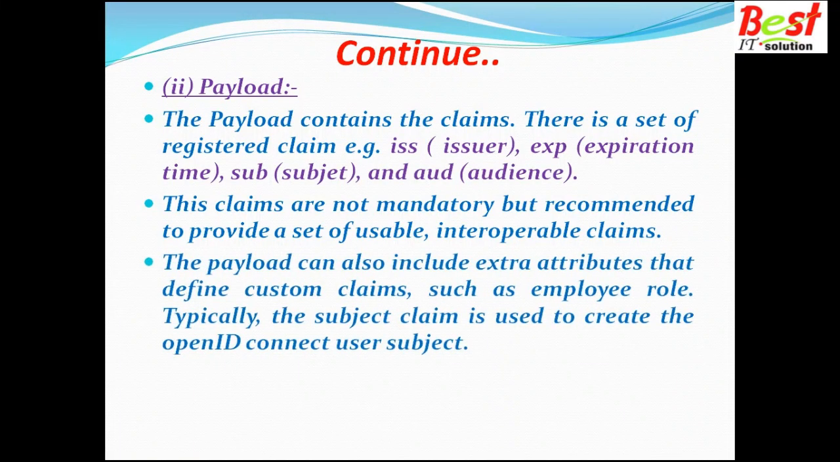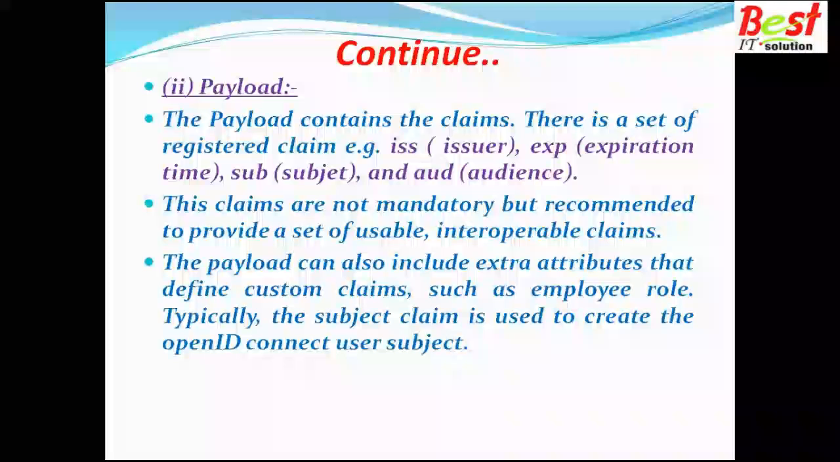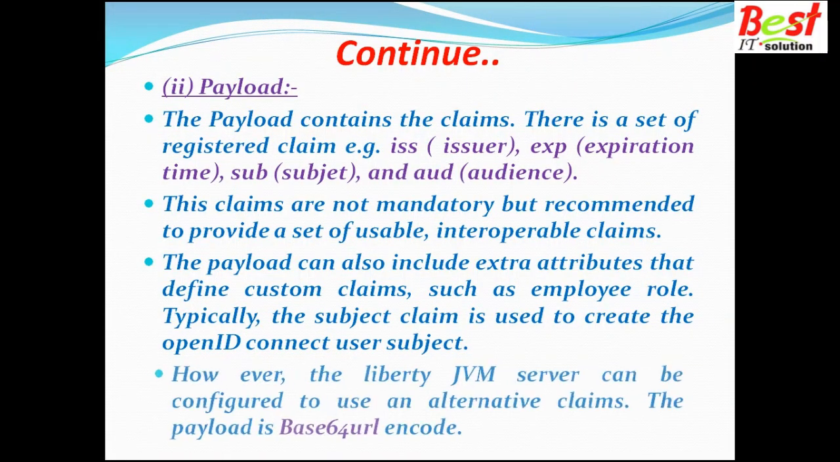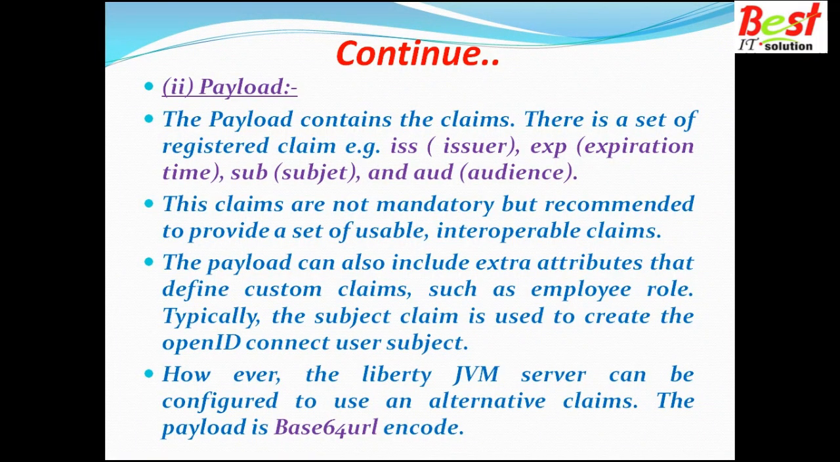The payload can also include extra attributes that define custom claims, such as employee role. Typically, the subject claim is used to create the OpenID Connect user subject. However, the Liberty JVM server can be configured to use alternative claims. The payload is also Base64 URL encoded, like the header part.